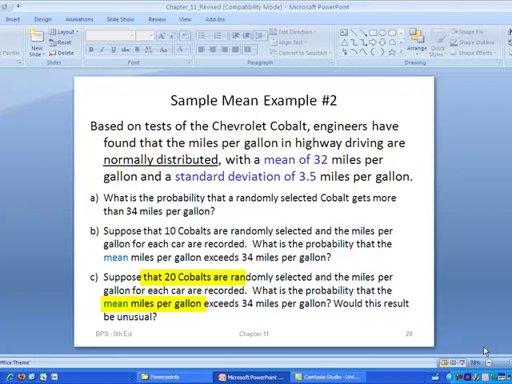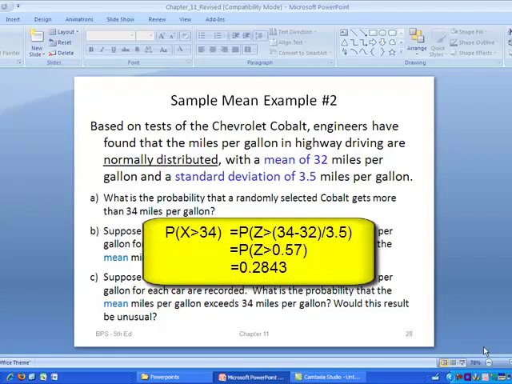So let's do these problems. Part A. So this is just the probability that X is greater than 34. Well, I've got the mean and standard deviation of the population, so I'd say the probability that Z is greater than (34 minus 32) over 3.5. In other words, the probability that Z is greater than 0.57. From the chart, we get the answer to be 0.2843.